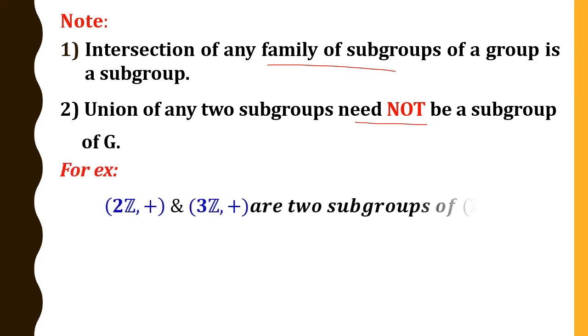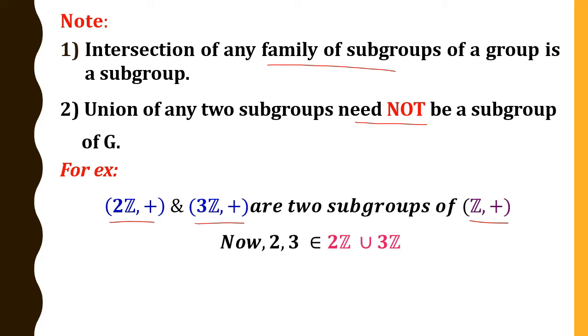For example, let us consider 2Z under addition and 3Z under addition, two subgroups of Z under addition. Now we shall check whether 2Z union 3Z is a subgroup of Z. 2Z union 3Z means it contains multiples of 2 as well as multiples of 3. Let us consider any two elements. Let us take 2 and 3 belongs to 2Z union 3Z.